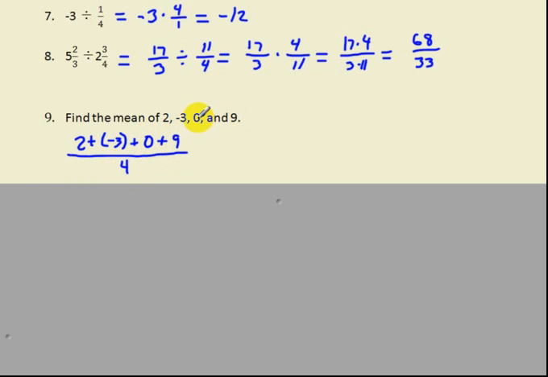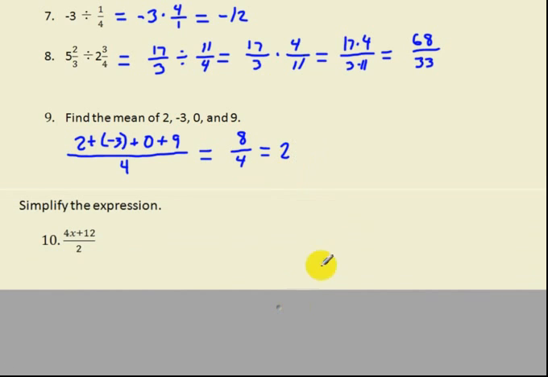Now notice the 0 does not impact the sum here, but it does affect the mean because it's included as one of the members that we're dividing by. Okay, so if we start with 2 plus negative 3, that's negative 1, plus 9 is 8, and divide by 4, and of course we can simplify that to simply 2. Now this is not always going to be a whole number or an integer. I would expect to see some decimals and/or fractions here from time to time.